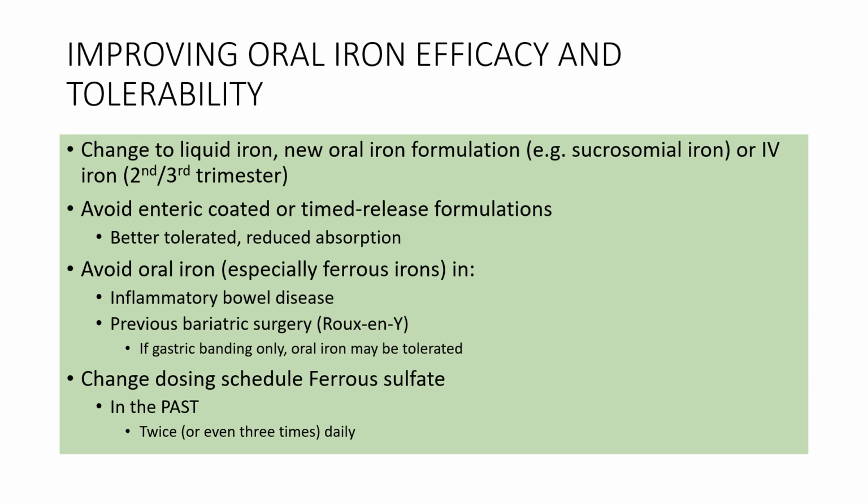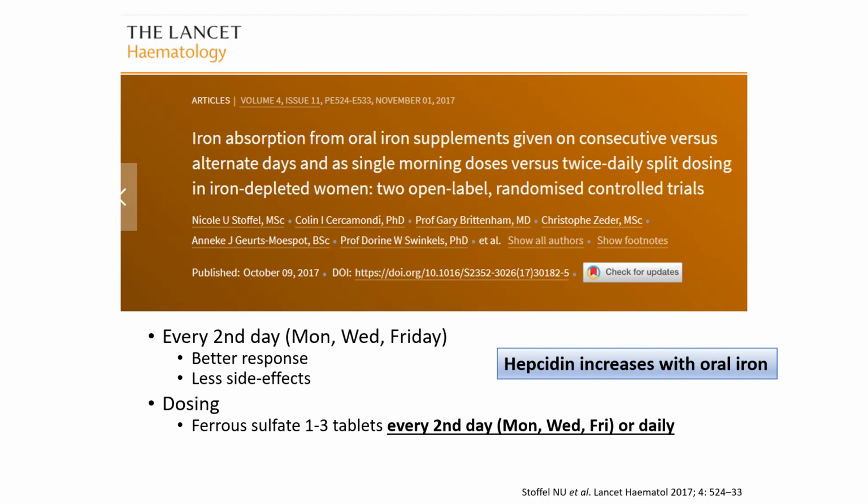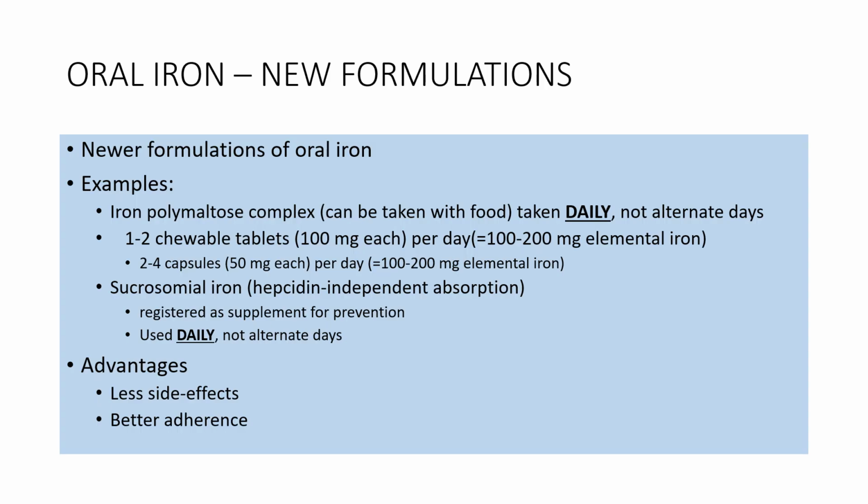Then there is also very interesting information on dosing schedule, such as these studies that have shown that if you use some oral iron supplements like ferrous sulfate, that works better if you take it every second day with better response and less side effects. There are, of course, newer iron formulations such as iron polymaltose complex as an example that can be taken with food. Sucrosomial iron, which can bypass the hepcidin pathway, and these have advantages of less side effects and usually better adherence by the patient.